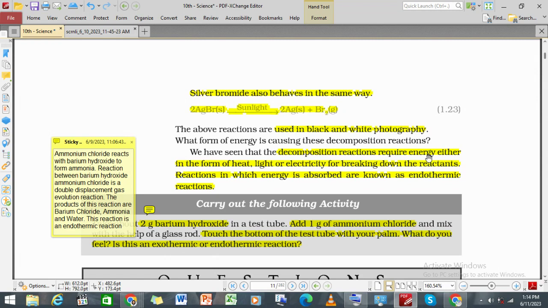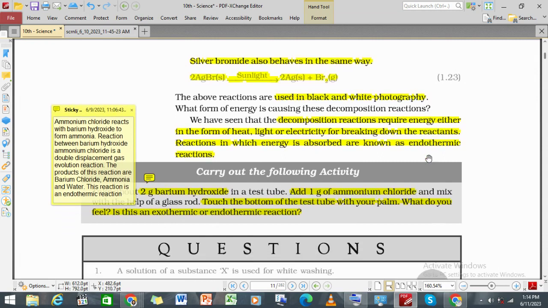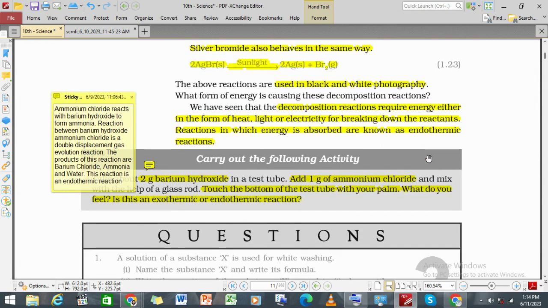So in decomposition reaction, we can provide heat by the burner, light by the sunlight, and electricity by the battery to break down the reactant. Reactions in which energy is absorbed are known as endothermic reactions.